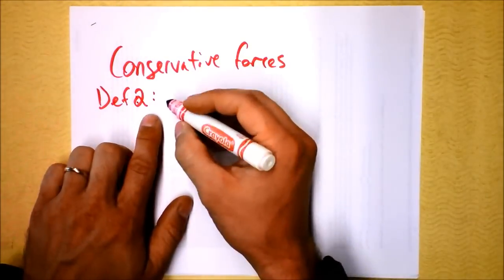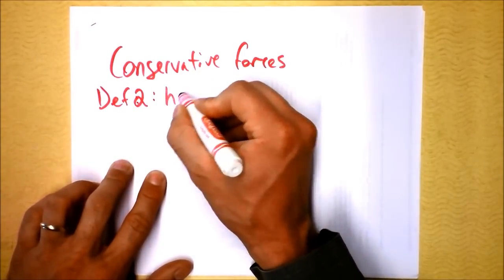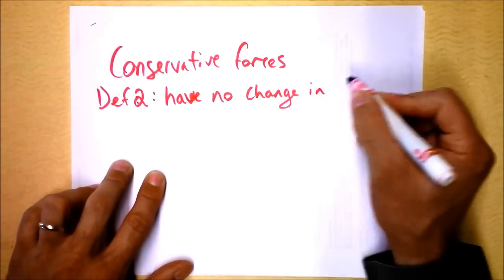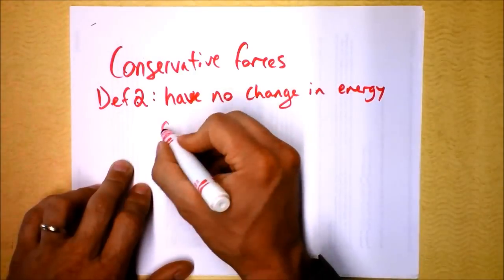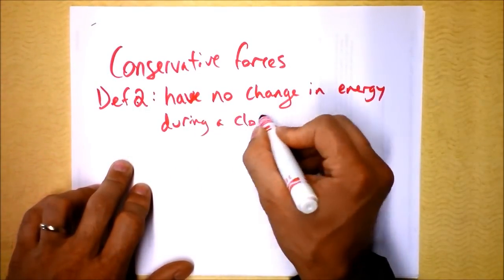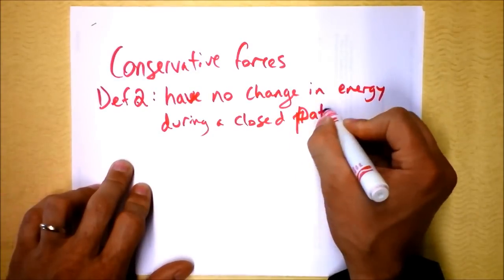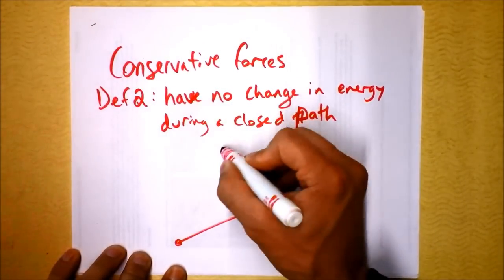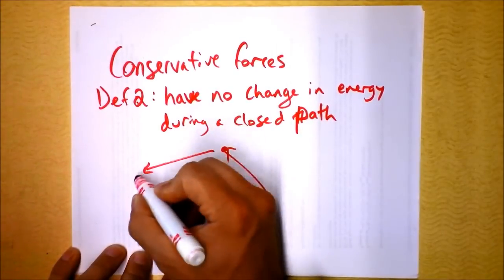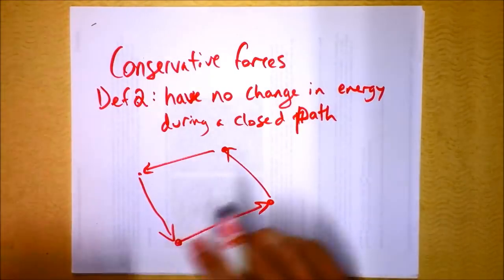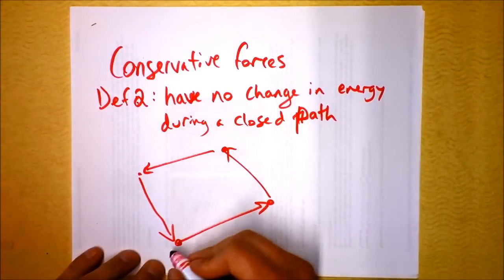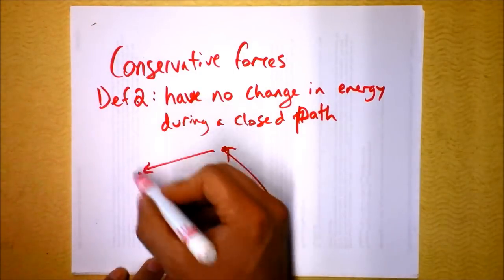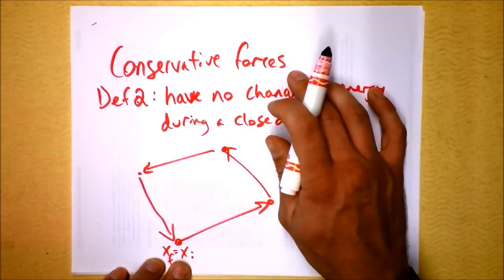Conservative forces, well, what can we say? We can say that conservative forces have no change in energy during a closed path. So for instance, one closed path would be starting from here, going to here, going to here, and going back. But that's interesting because there's another way to have a closed path that also, let's say this is the initial position and it's also the final position. There would be no change in energy of the system as it moves under the action of only conservative forces.